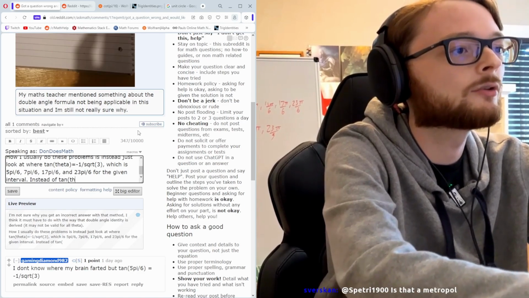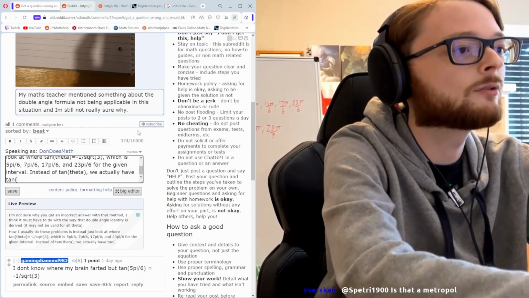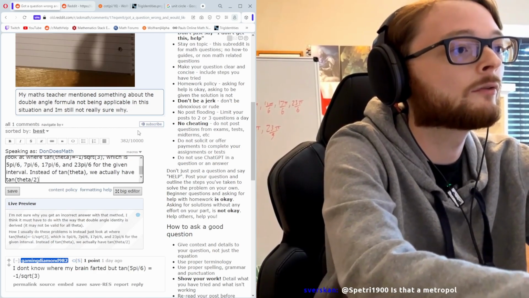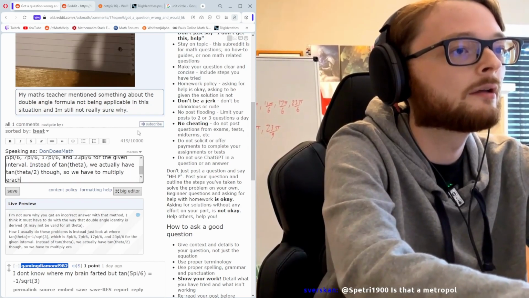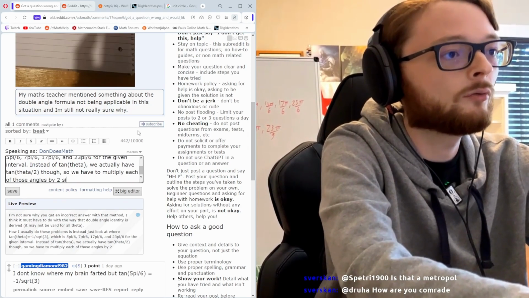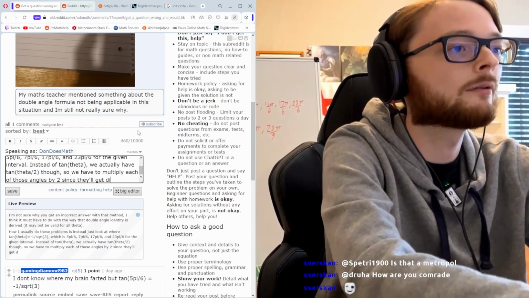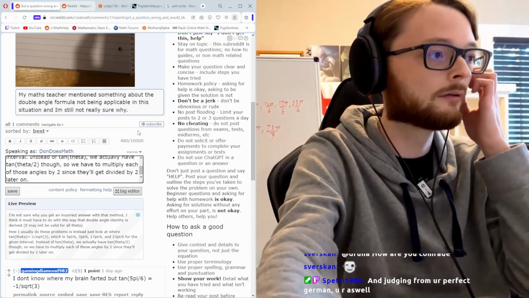Instead of tangent theta, we actually have tangent theta over 2, though. So we have to multiply each of those angles by 2, since they'll get divided by 2 later on.